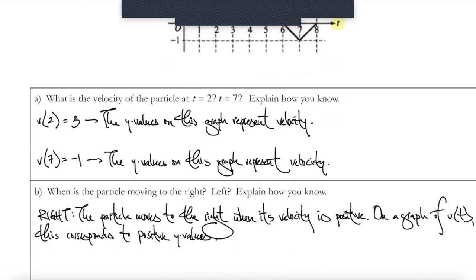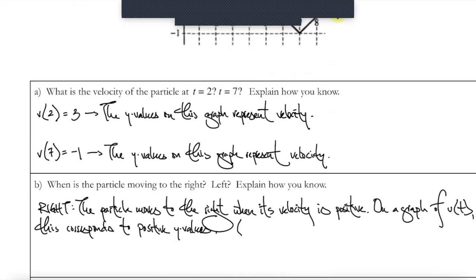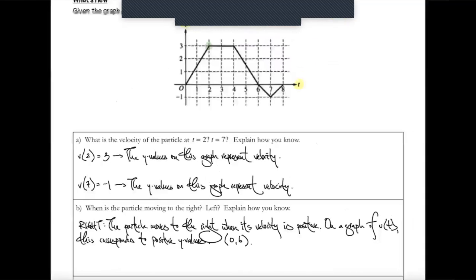Okay. And so we want to say that from 0 to 6 is where the particle is traveling to the right. At t equals 0 and t equals 6, that is precisely where the slope of the tangent line on a position graph would be 0. Exactly, exactly. Okay.